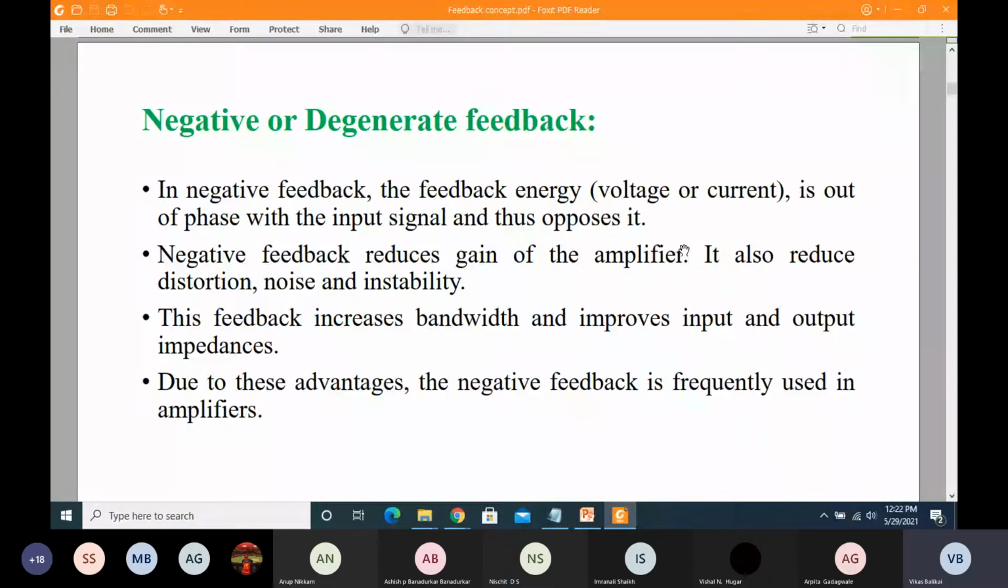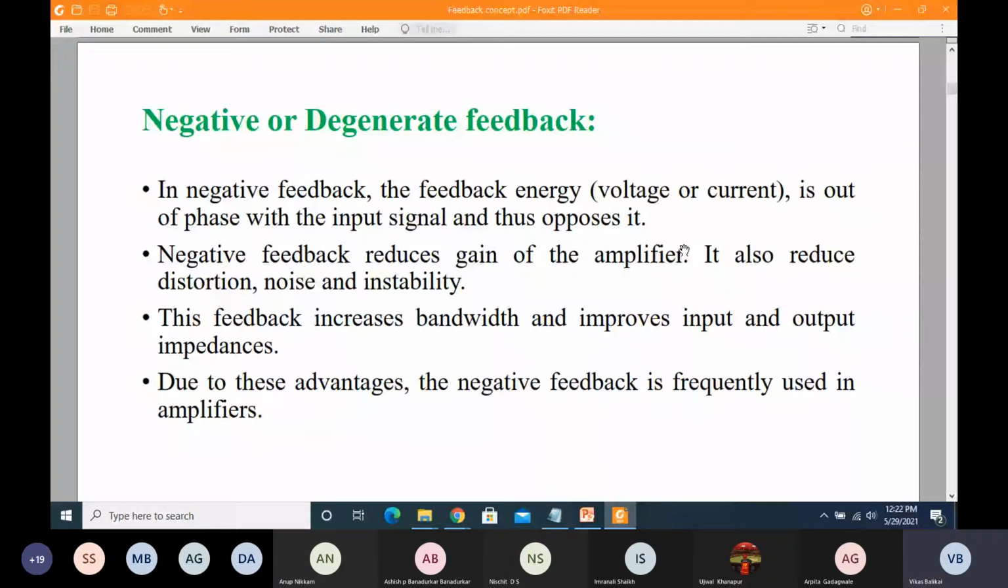That's what we are going to do with all the 4 feedback configurations that we are going to study in this entire module number 3. Due to these enormous advantages, negative feedbacks are frequently used in amplifiers. Now, as an electronics engineer, you should be very aware and crystal clear in your words when somebody asks you about a feedback amplifier or feedback phenomenon.